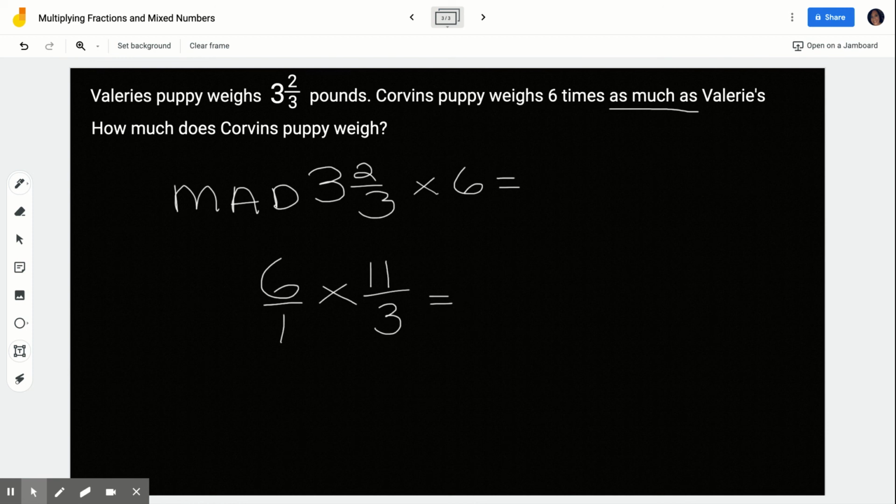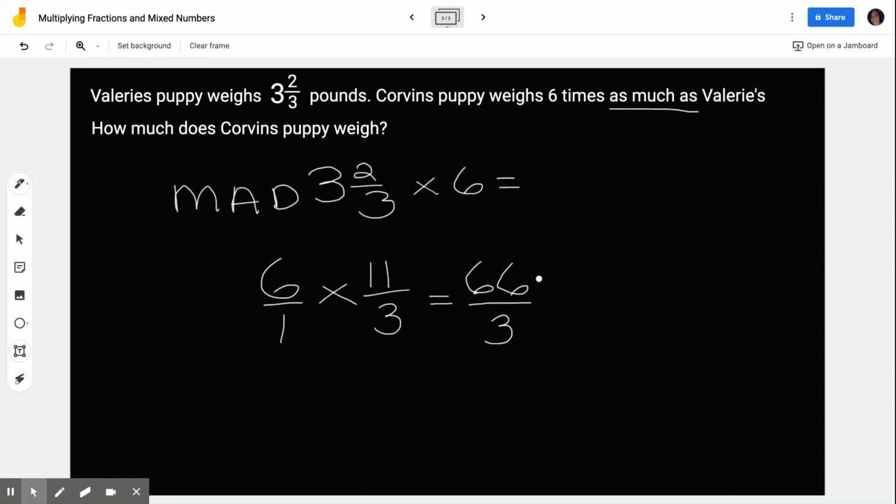So I'm going to start by multiplying the numerators. 6 times 11 is 66. Now we can multiply straight across the denominators, which is 1 times 3, which is 3. Now we wouldn't say that Corvin's puppy weighs 66 thirds pounds. So we're going to convert this value. It's going to have the same value as 66 thirds, but we're going to convert it to a mixed number, how we're used to seeing it.